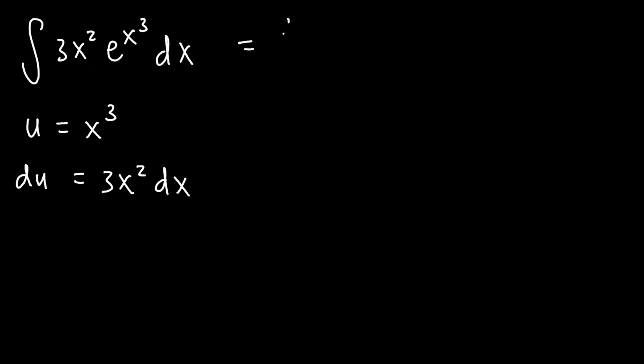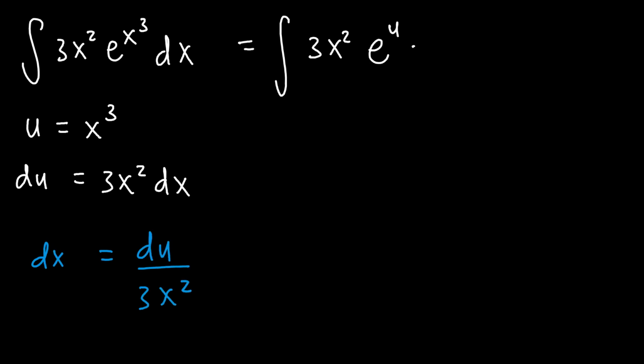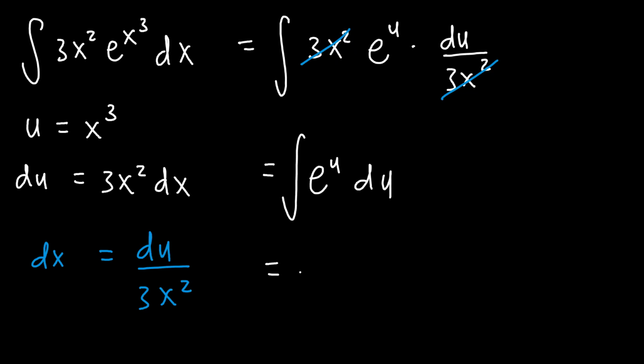So this will be equal to the integral of 3x to the power of 2 times e to the power of u, and then times, now dx will be equal to du divided by 3x to the power of 2. So this will be du divided by 3x to the power of 2. This will cancel with that. And so we shall have the integral of e to the power of u du, which is equal to e to the power of u plus c. And so our final answer will be e to the power of x cubed plus c.